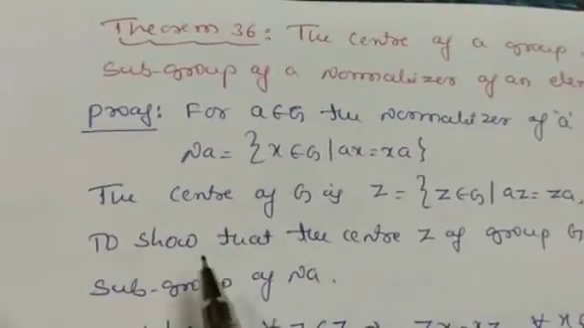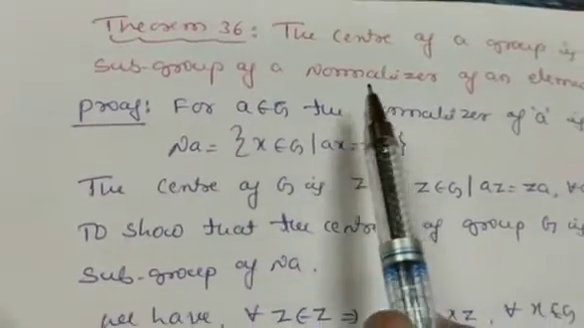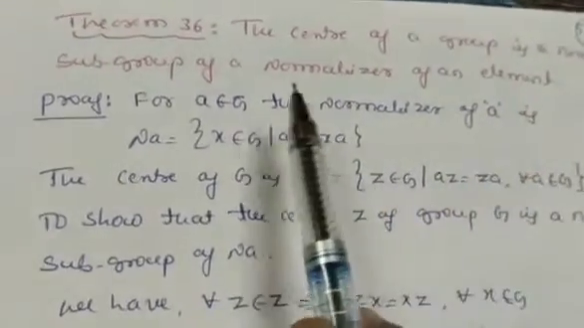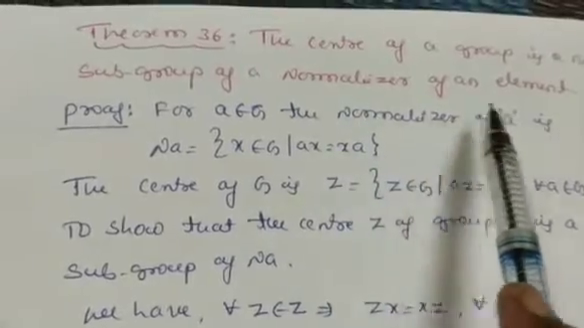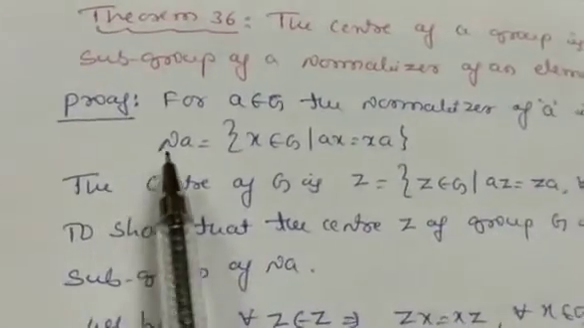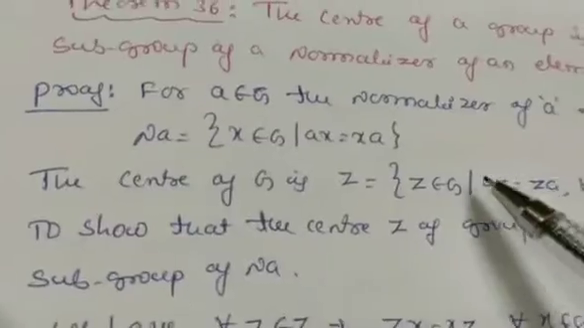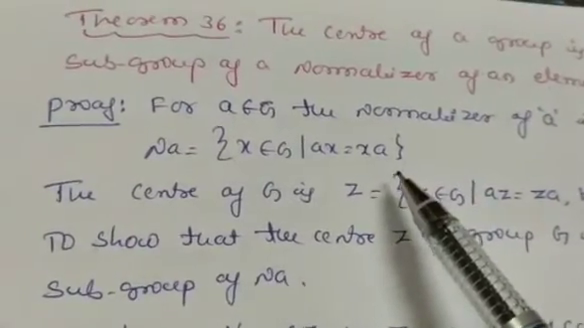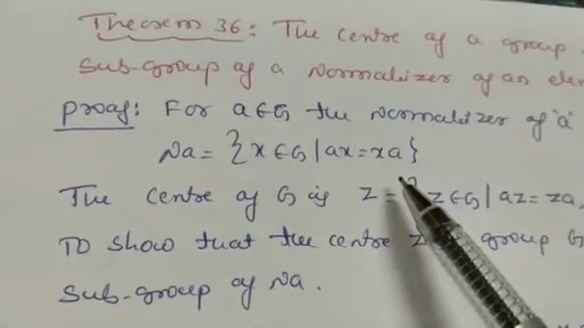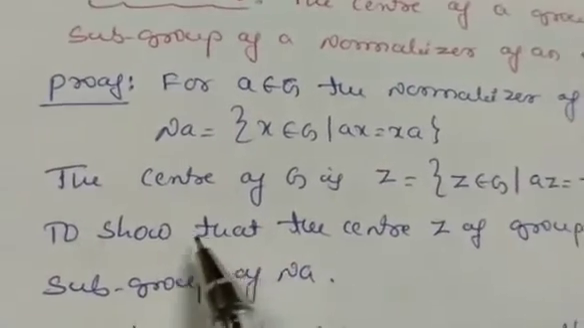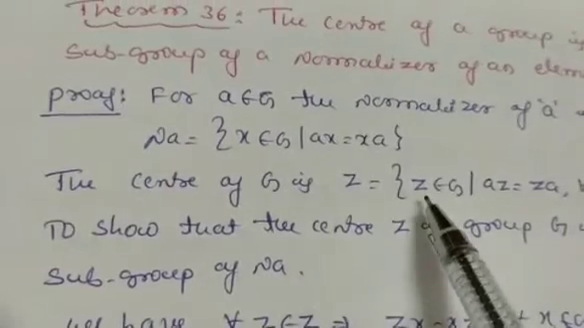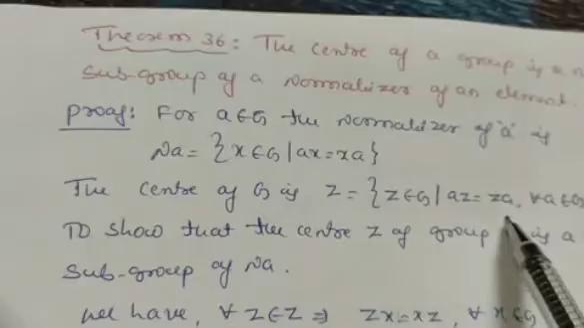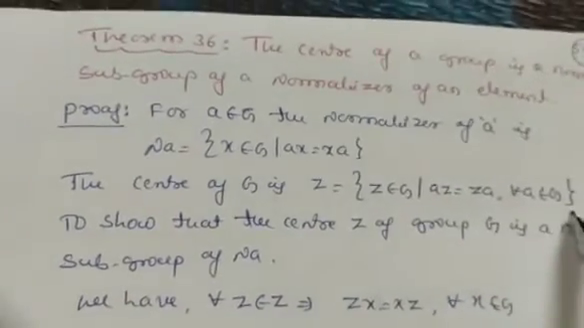Let us take one more theorem. Statement of the theorem: the center of a group is a normal subgroup of the normalizer of an element. Take the proof. For a belongs to G, the normalizer of a is N(a), equal to {x belongs to G such that ax = xa}. The center of G is Z, equal to {z belongs to G such that az = za}. This we know from the definition of a center of a group, for all a belongs to G.